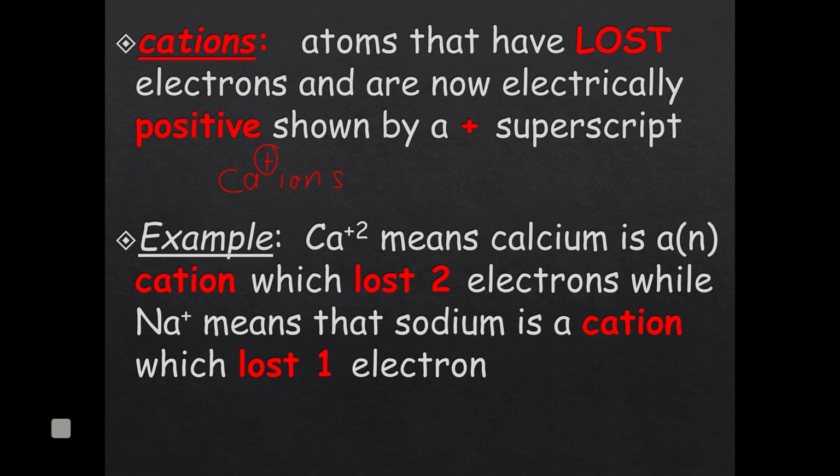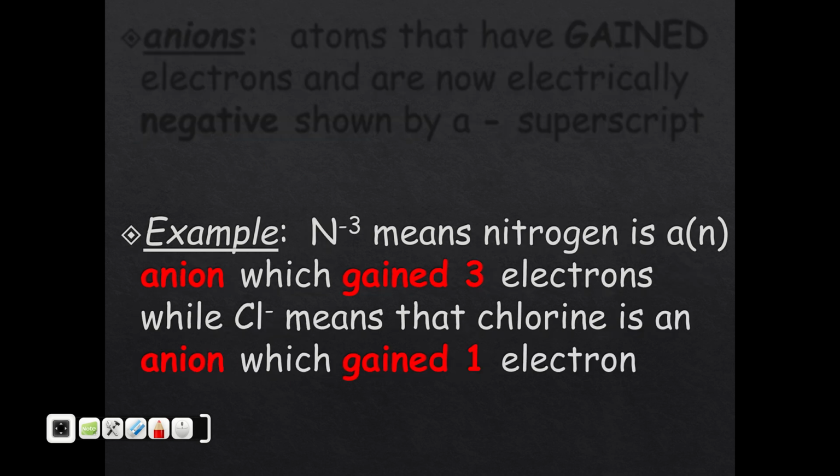Cation, positive, okay? So that's what we're looking at there. A cation is something that loses electrons, becomes positive, and the number of electrons it loses is written as a positive with the number next to it.